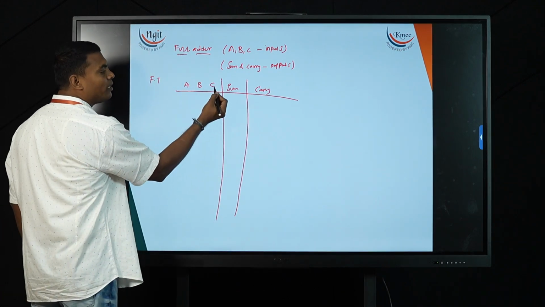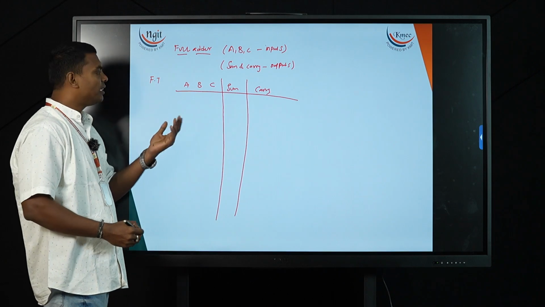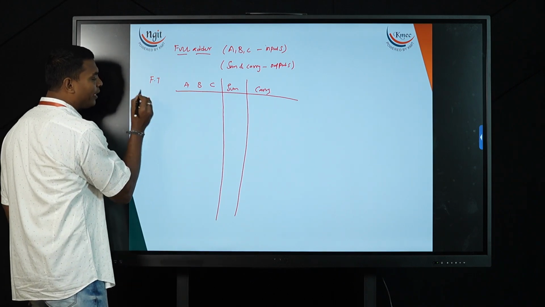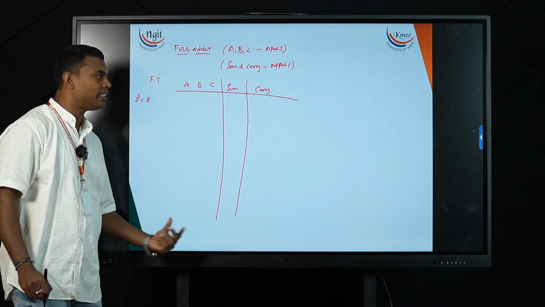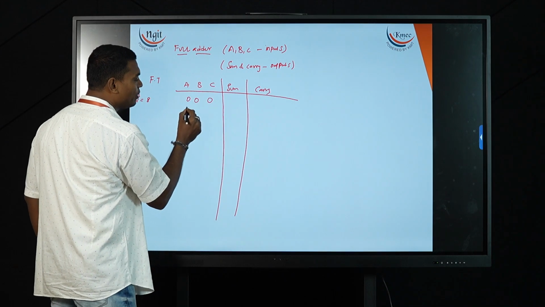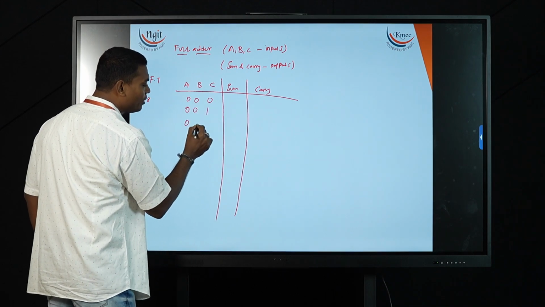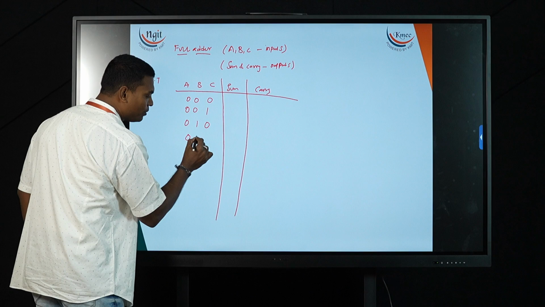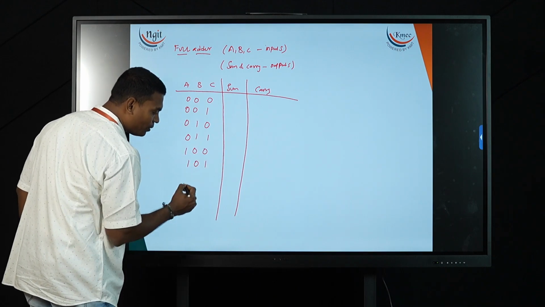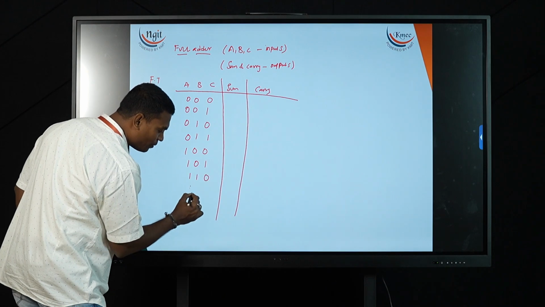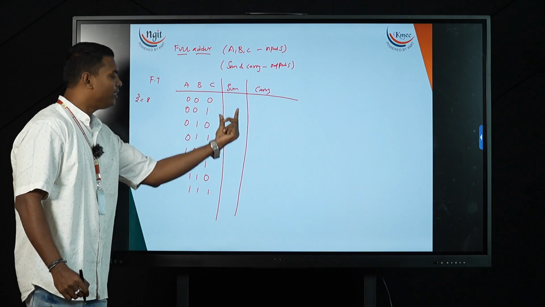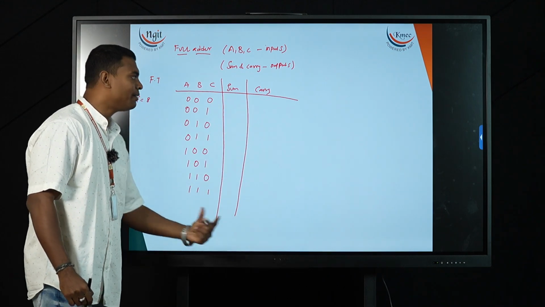So for 3 bits of information as inputs, the number of combinations will be 2 power 3, which is equal to 8. So I need 8 combinations here. Those 8 combinations are 0 0 0, 0 0 1, 0 1 0, 0 1 1, 1 0 0, 1 0 1, 1 1 0, 1 1 1. So you have got a total of 8 combinations. Now I need to write both the sum value as well as the carry value here.